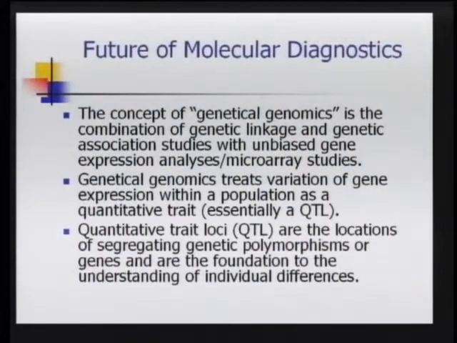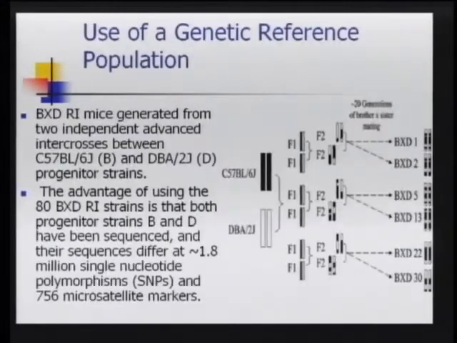tissue? Now, genetical genomics, what it does is it treats the activity of the gene, the so-called gene expression, within a population of individuals or within an individual itself as a quantitative trait. Now, what is a quantitative trait? Well, quantitative traits are these locations in our DNA in which there are specific differences in the code of our DNA that are really the foundation of who we are as individuals.